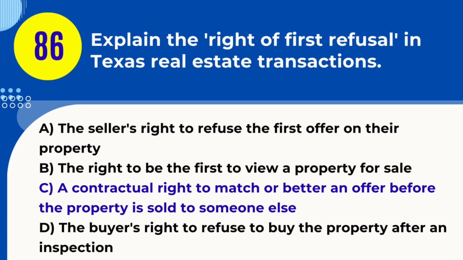Answer. C. A contractual right to match or better an offer before the property is sold to someone else. Explanation. The right of first refusal in Texas real estate transactions is a contractual right that allows a party, such as a tenant or adjacent property owner, to match or better an offer on a property before it is sold to someone else. This right gives them the opportunity to purchase the property under the terms of the new offer.